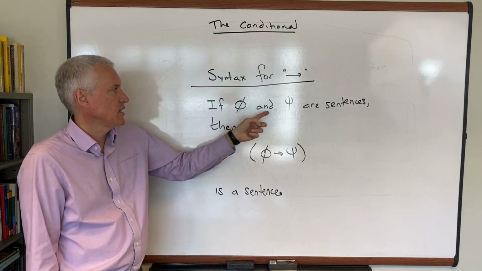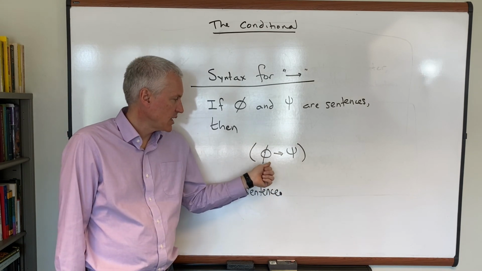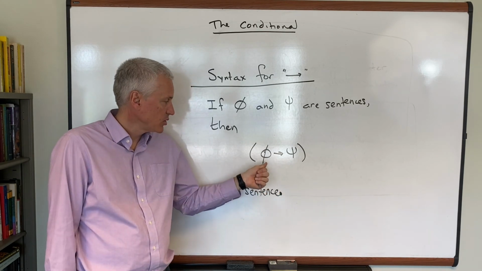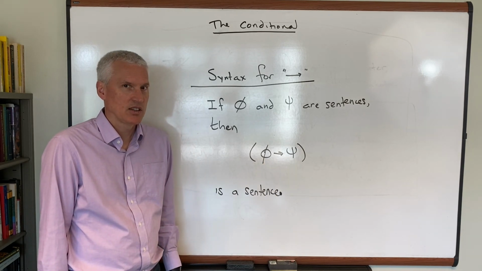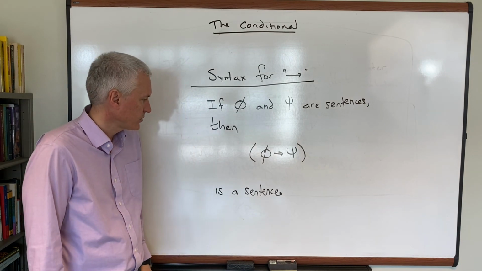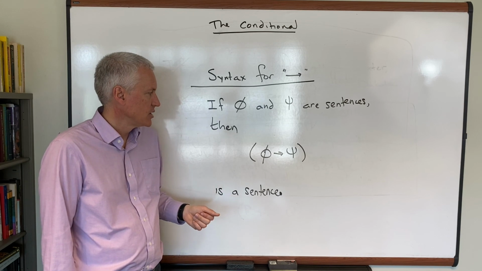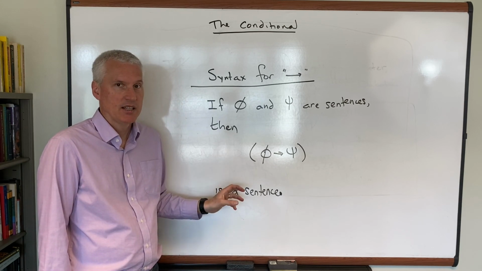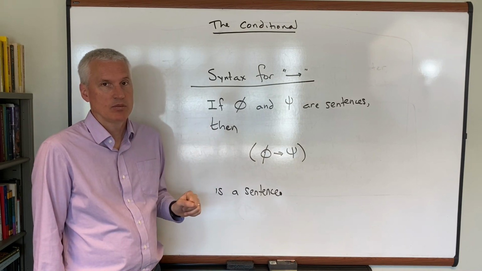Note that phi and psi could be a complicated sentence. So this doesn't have to be atomic sentence, arrow, atomic sentence. It could be some enormously complicated sentence, arrow, enormously complicated sentence. We haven't seen any very complex sentences yet, but maybe we will soon. And again, this uses our idea of the meta language to define the syntax, this time, for the arrow.